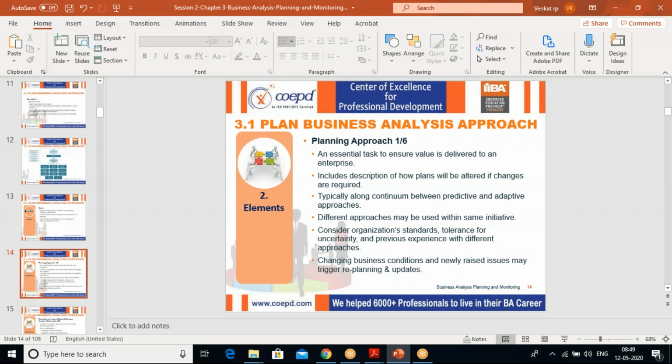Now planning the approach means the best thing is that whatever tasks we plan, we should ensure that value is delivered because of this particular task. And here we need to understand that whatever plans we will be making, those plans should have adaptability to change. If new collaboration models or new changes come into the picture, we should be able to change these plans as well.